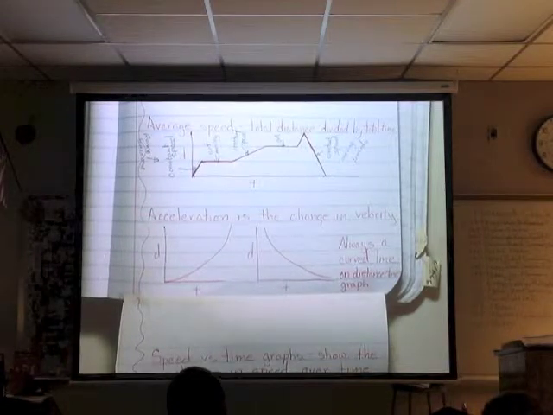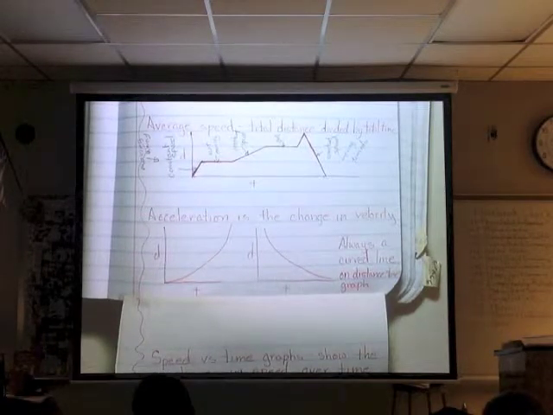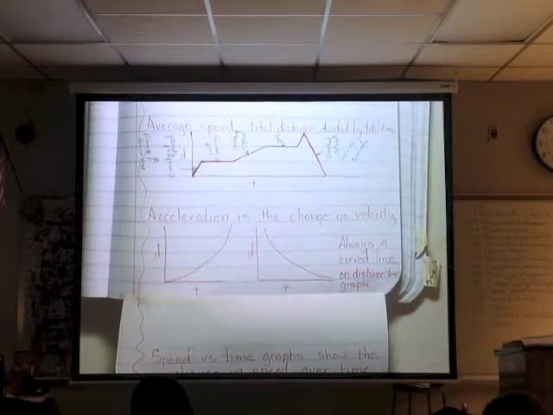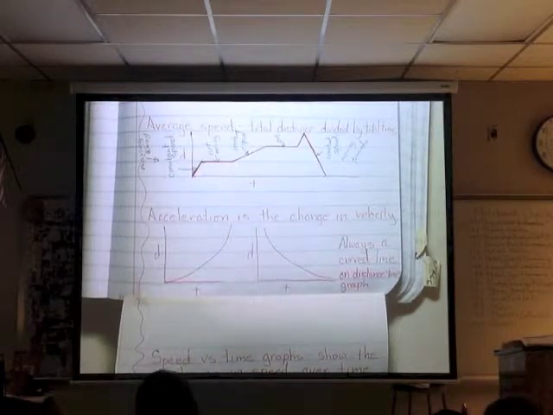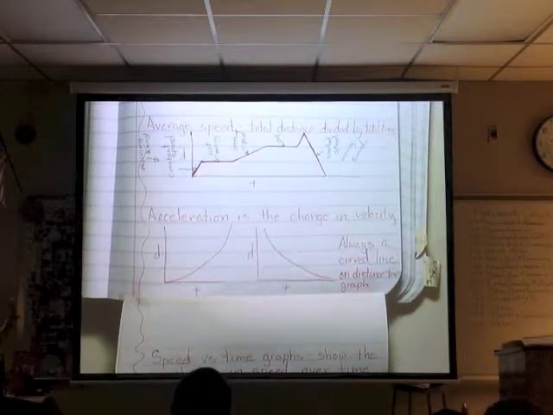So constant speed was what on a distance time graph? A straight line. Acceleration is a curve, okay? So this is distance time graph.